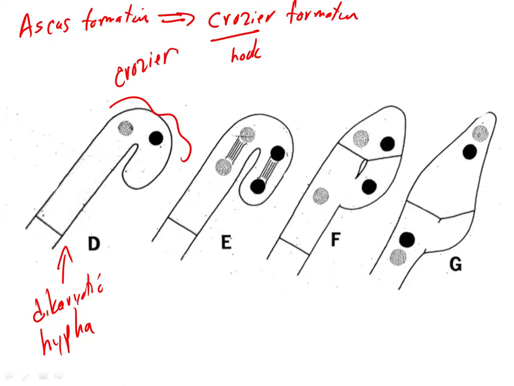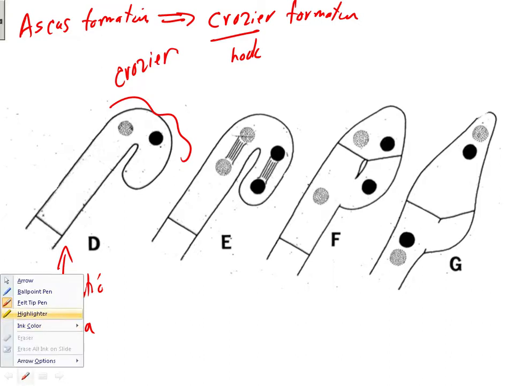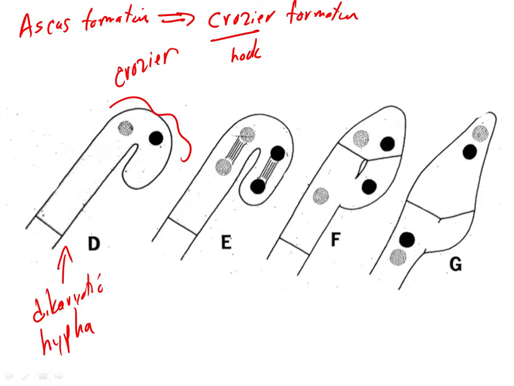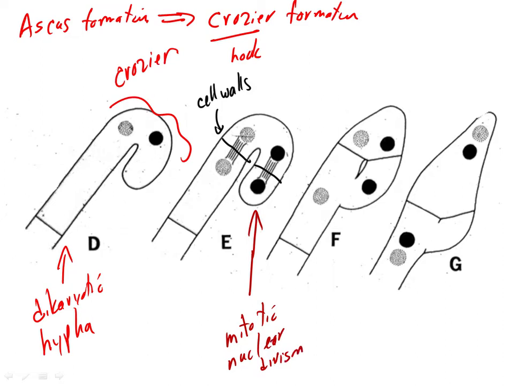And you can see that there are two different nuclei in there for the dikaryotic cell. Now that crozier bends over and mitotic cell division takes place and two new cell walls form. So here are new cell walls in black. And you can see that we have mitotic nuclear division. And eventually there will be cellular division that separates that into three cells. So we're going to have, in the end, three cells. Here's one, two, three, and over here, although there's a cell wall that's disappeared here, here's one, two, three.